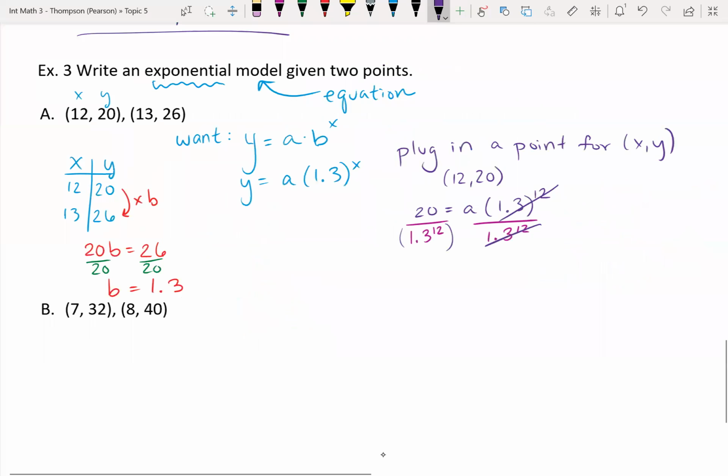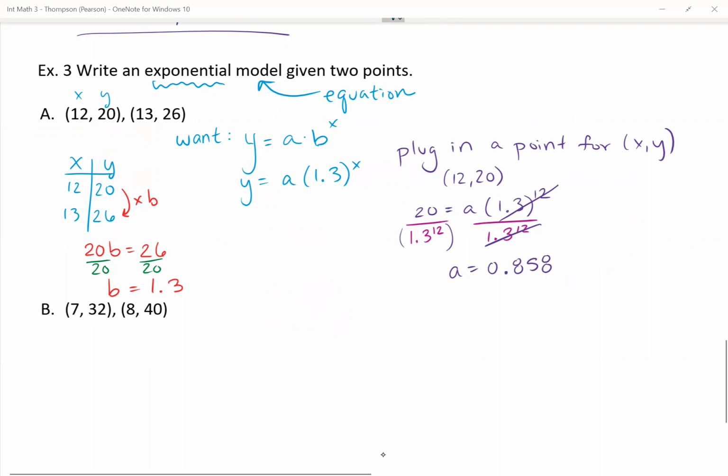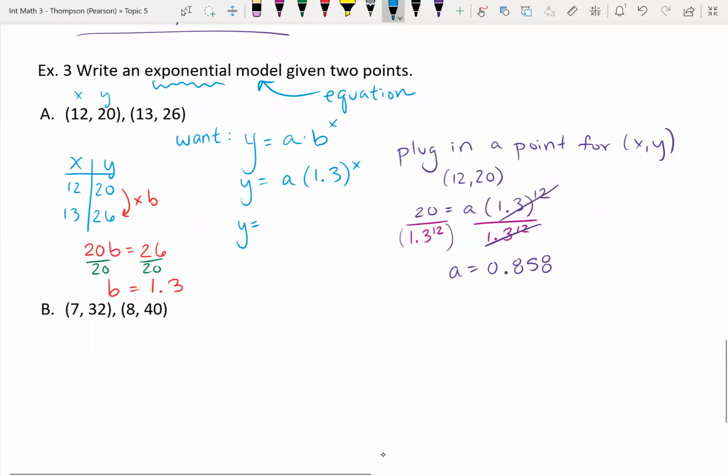So when I divide, I get a is equal to about 0.858. The book does not clarify how many decimal places to round to here, so I chose 3. Hopefully that's consistent with what the homework asked for. I am not 100% sure. Hopefully I made that decision responsibly. So a is going to be 0.858 times 1.3 to the power of x.